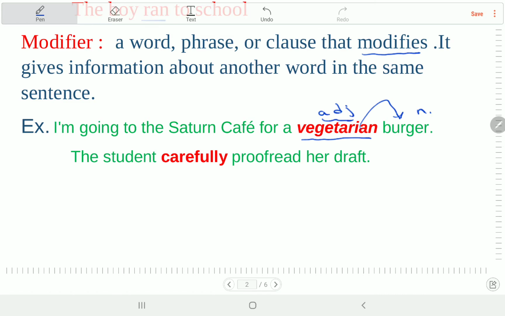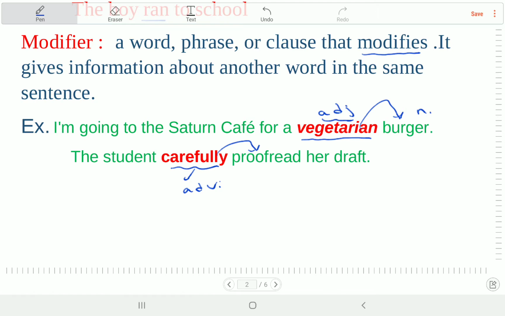The student carefully proofread her draft. Carefully modified the verb proofread. She proofread how? Carefully. So here it is an adverb. So an adverb modifies the verb. It could modify an adjective, another adverb, a phrase, or a clause, but that's not our topic.